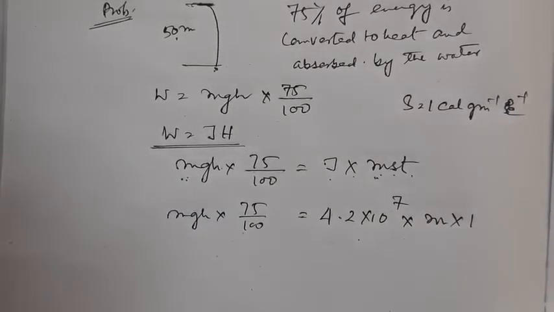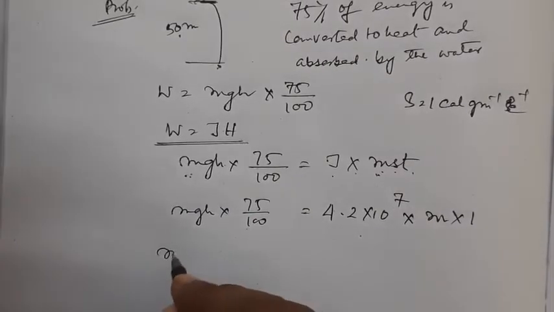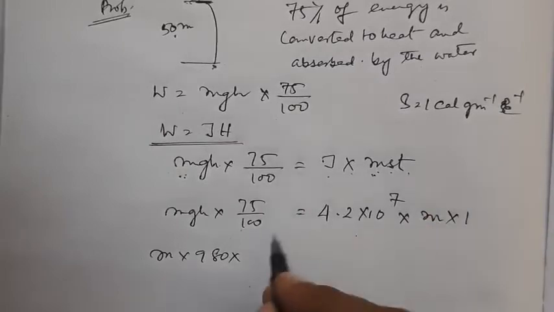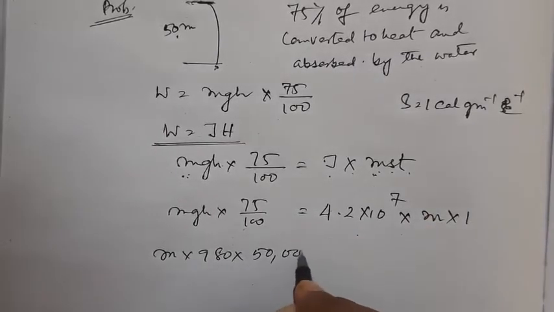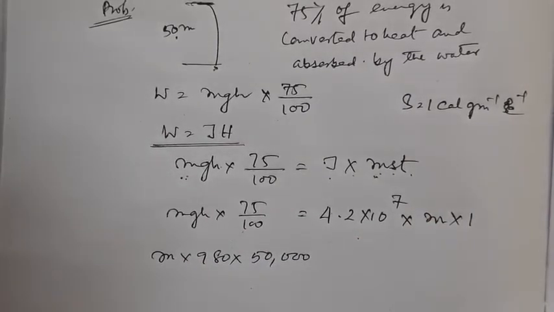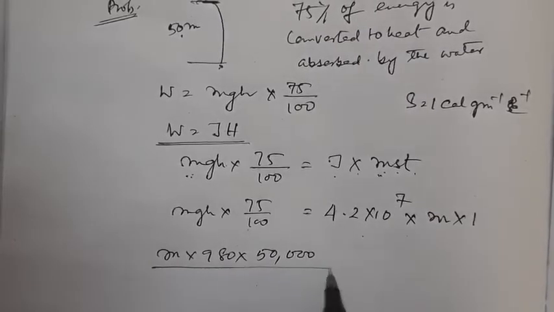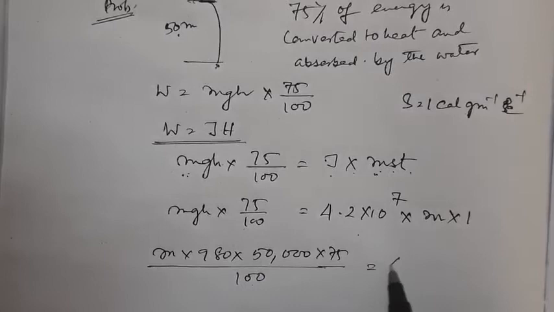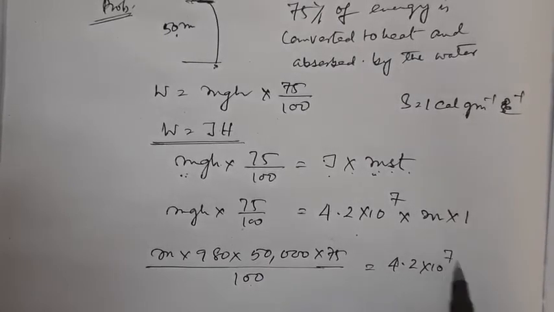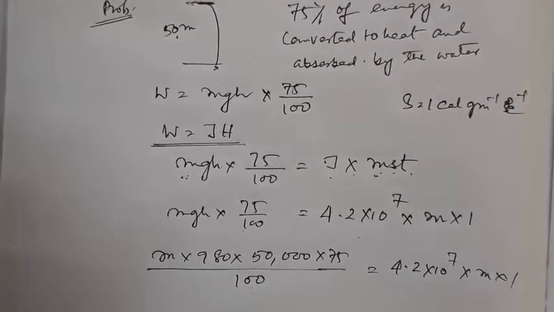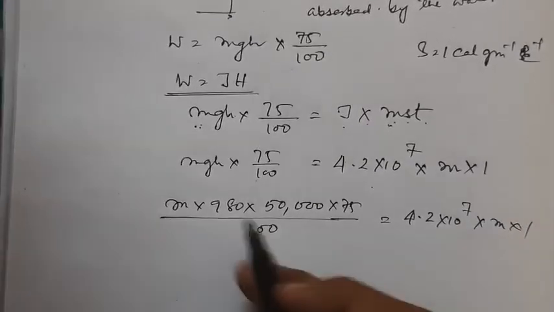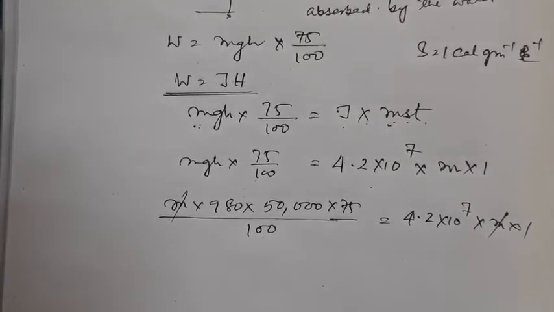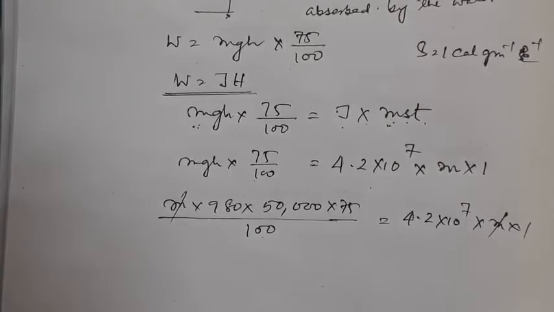Now what is the value of g? That is 980. So M into 980 into 50 meters. We will not write 50, we will write 50,000, converting that into centimeter, by 75 by 100 is equal to 4.2 into 10 to the power 7 into M into 1. Now you can eliminate these two M's because both sides of the equation are in the CGS system.